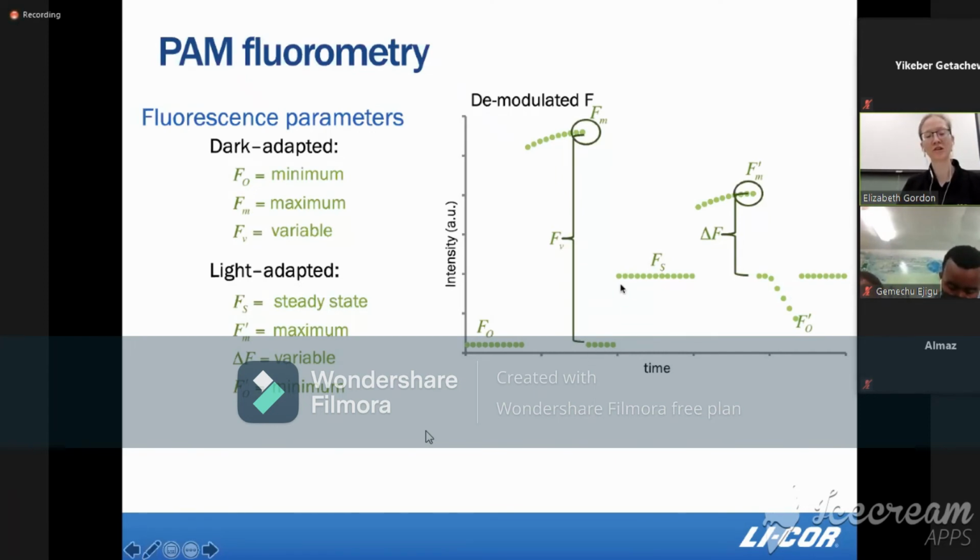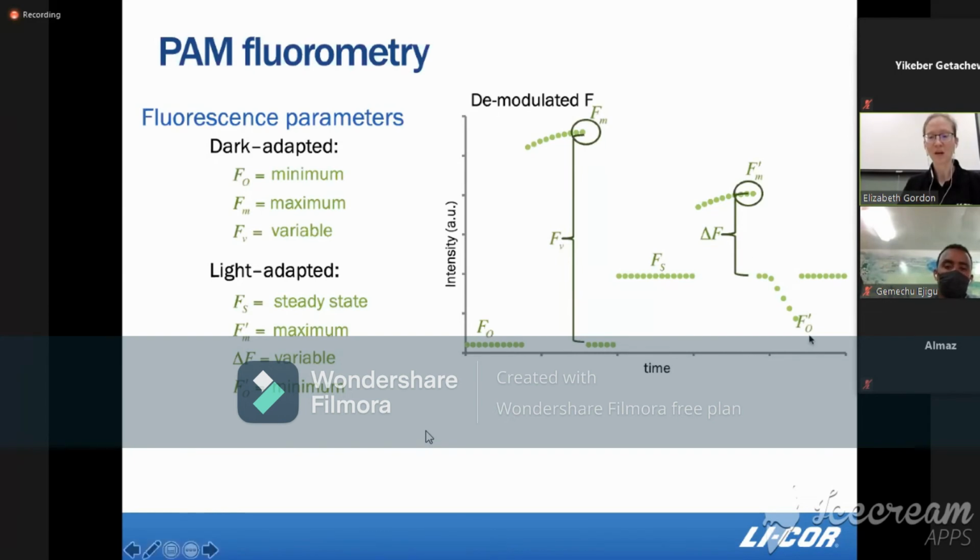If we turn on the light, then we get FS, which is steady state fluorescence. And it is higher than F0 because there's photochemistry happening and there are other photosynthetic processes going on, like non-photochemical quenching and perhaps a little bit of stress depending on the light level. If we then give a flash, we get FM prime. Prime means that we are working in the light. And the difference between the two is delta F.